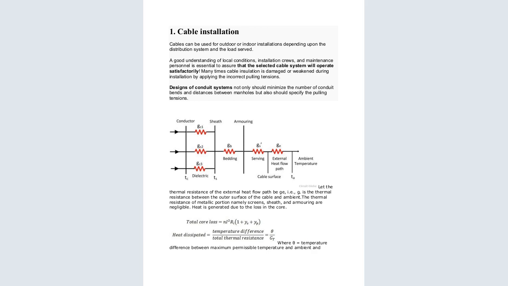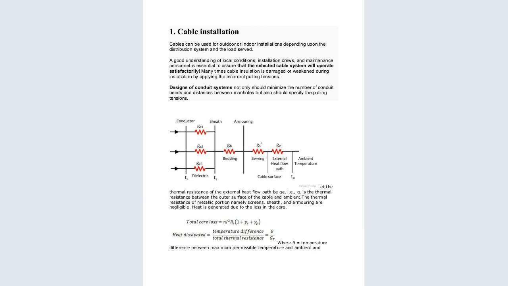Then we have the cable installation. Cables can be used for outdoor or indoor installations depending upon the distribution system and the load serviced. A good understanding of local conditions, that is the installation crews and maintenance personnel, is essential to ensure that the selected cable system will operate satisfactorily. Most times cable installation is damaged and weakened during the installation by applying incorrect pulling or tension. So when we are doing the cable selection, we have to select even how the termination will take place.